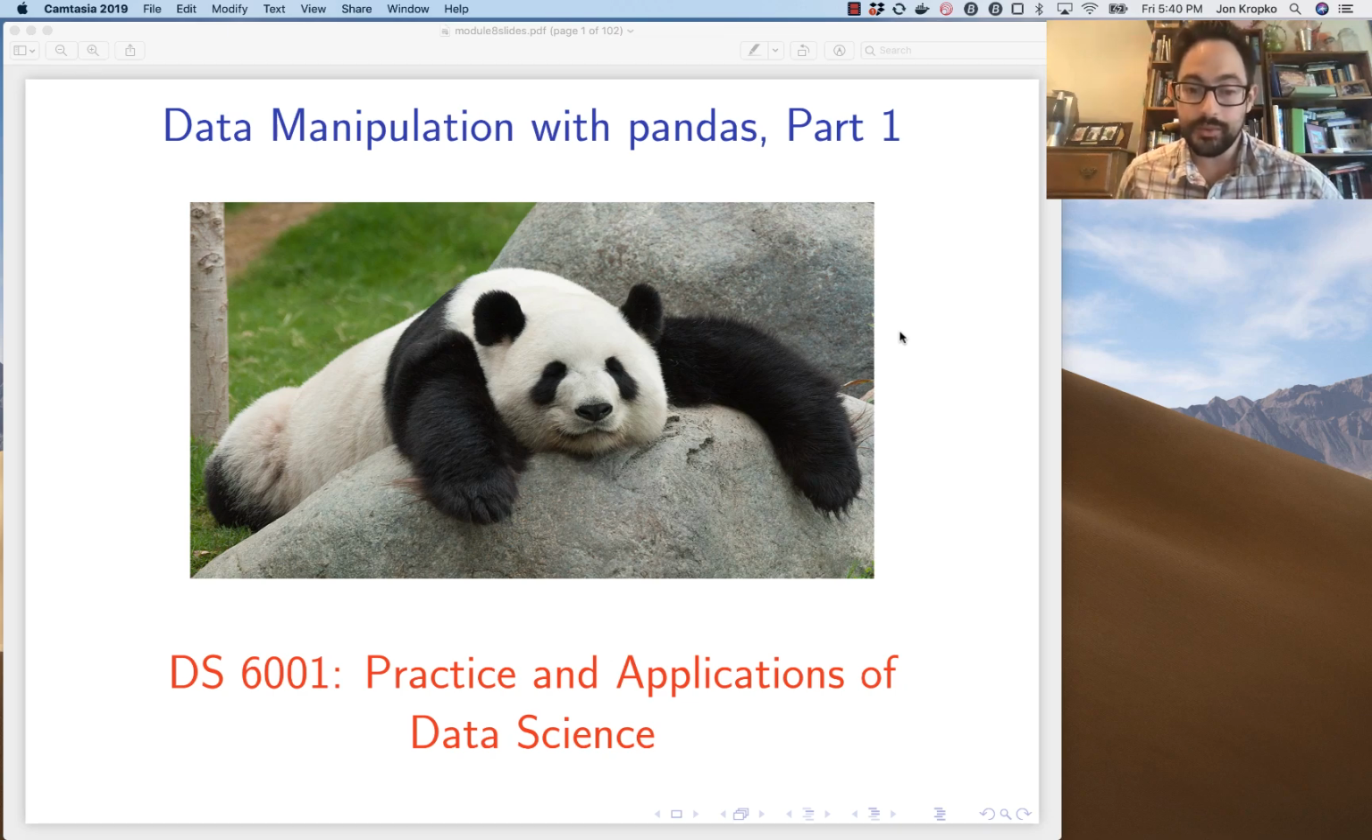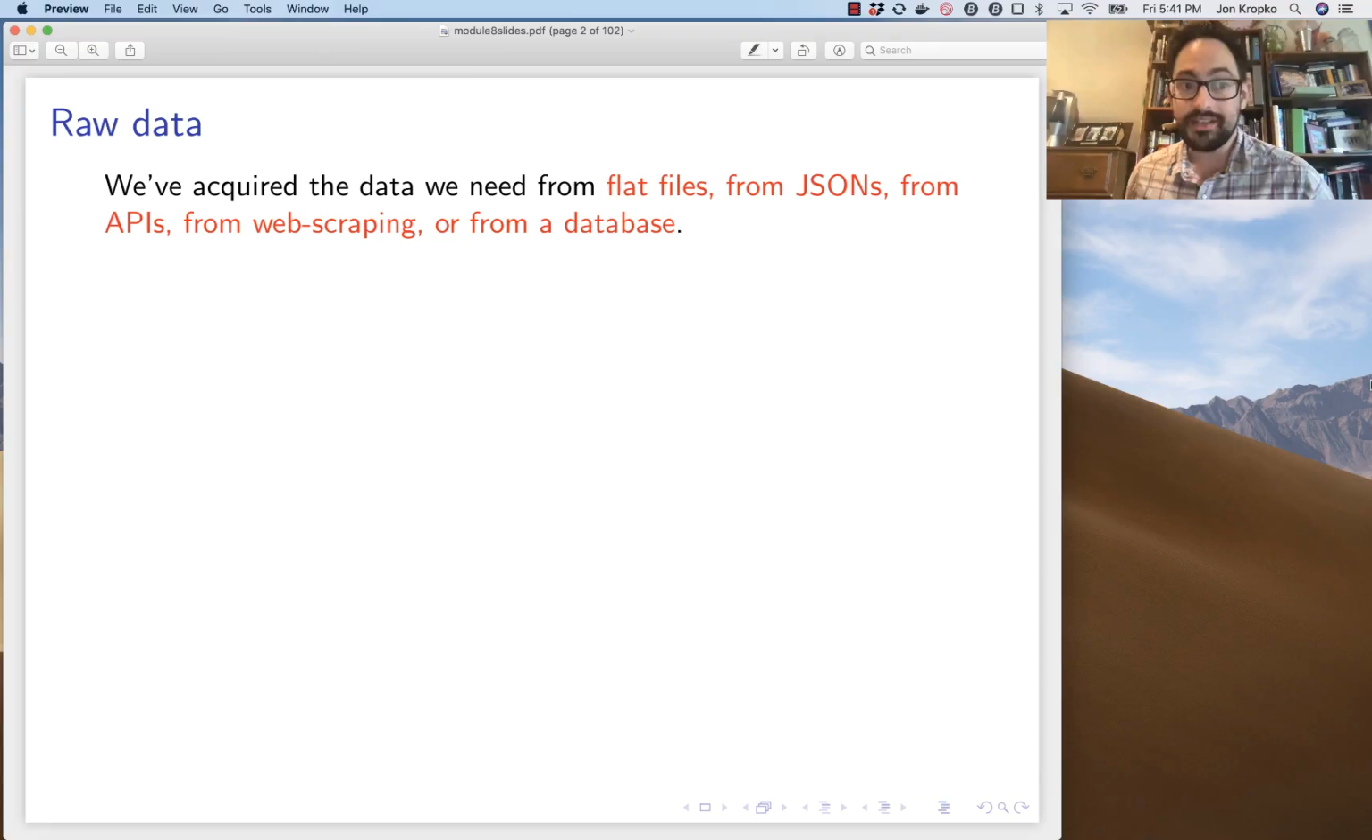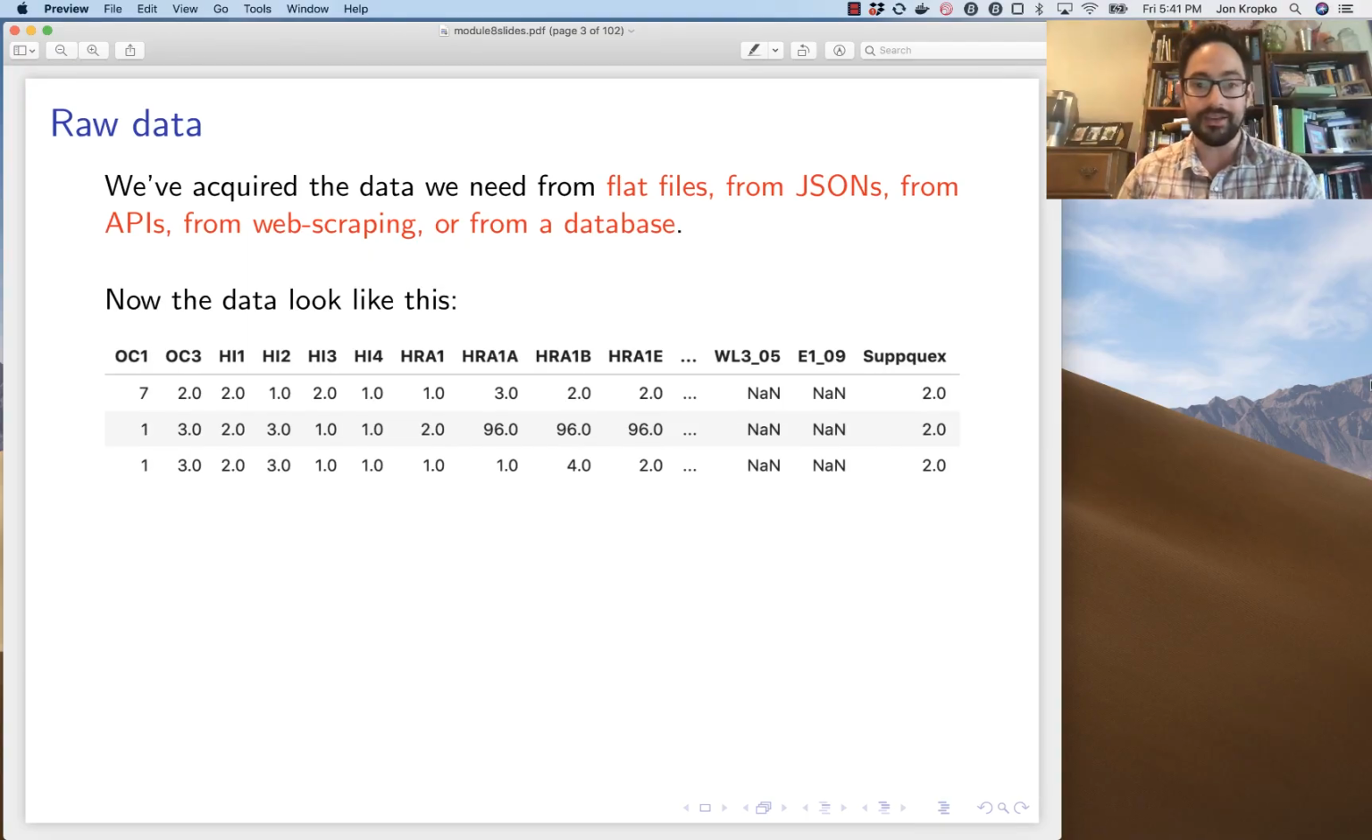So this week we are going to start talking about pandas, which is probably the single most important package you're going to be using in Python as a data scientist or as somebody interested in data. So at this point through this course, we've acquired data that we need from flat files, from JSONs, from APIs, from web scraping, from databases, and we've got data and it might look something like this.